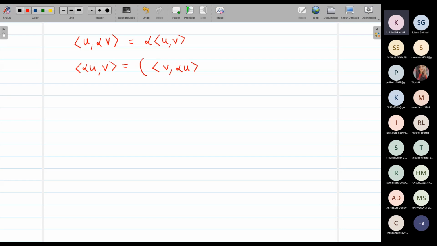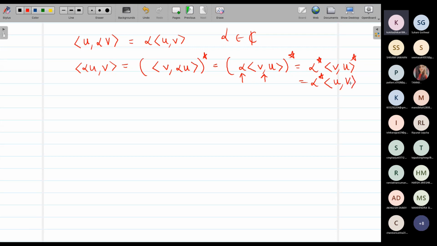(v, alpha u) star, which can be written as alpha (v, u) star. Now, remembering that alpha is a complex number and (v, u) is also a complex number, it is nothing but the multiplication of two complex numbers, which can be easily written as alpha star (v, u) star, where I can use the first property again.